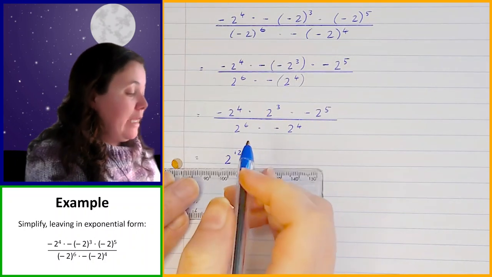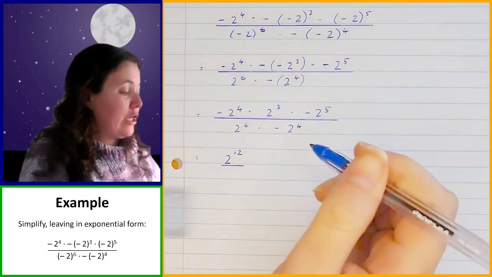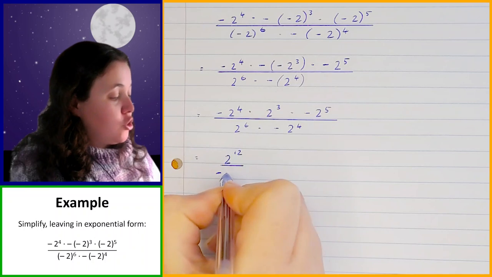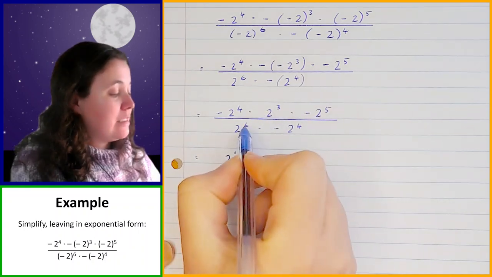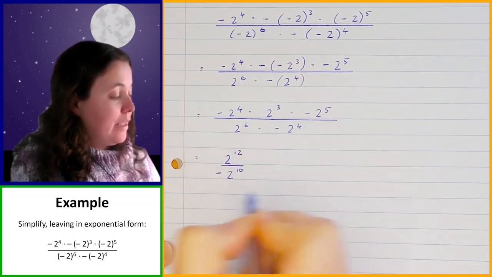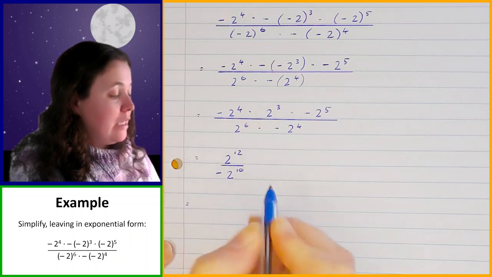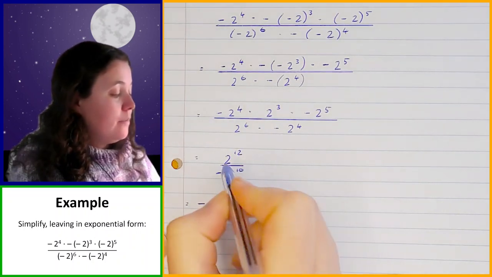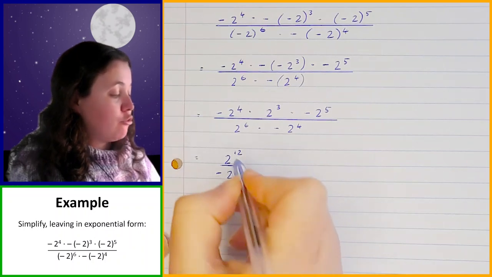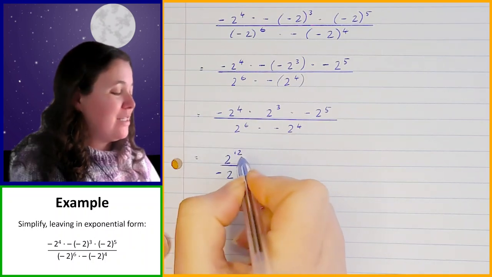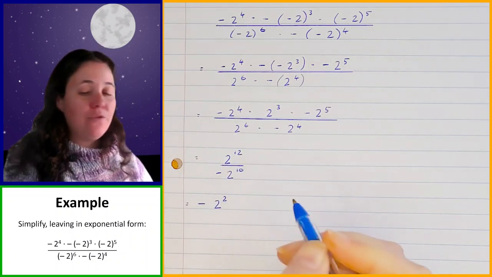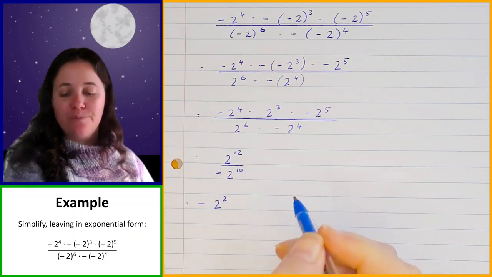Then in the denominator, the bottom of the fraction, we've got a positive times a negative is negative. Then 2 to the power of 6 plus 4, which is 10. And now we can simplify that. A positive divided by a negative is negative. The 2 stays the same, and I subtract the exponents, so that's 12 minus 10 is 2. So that should give you negative 2 to the power of 2.